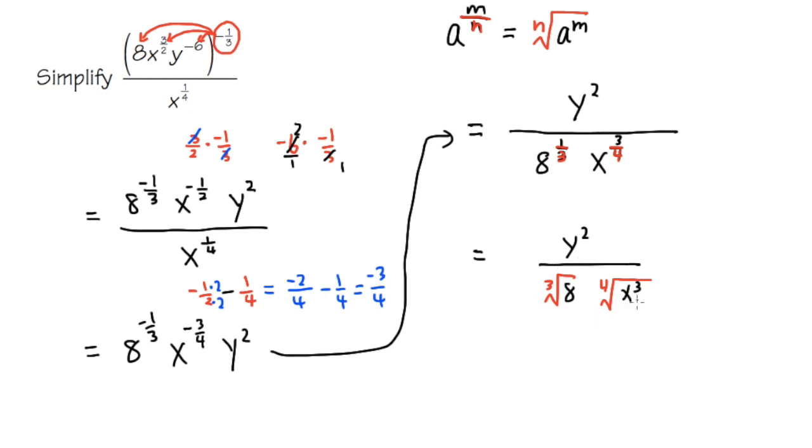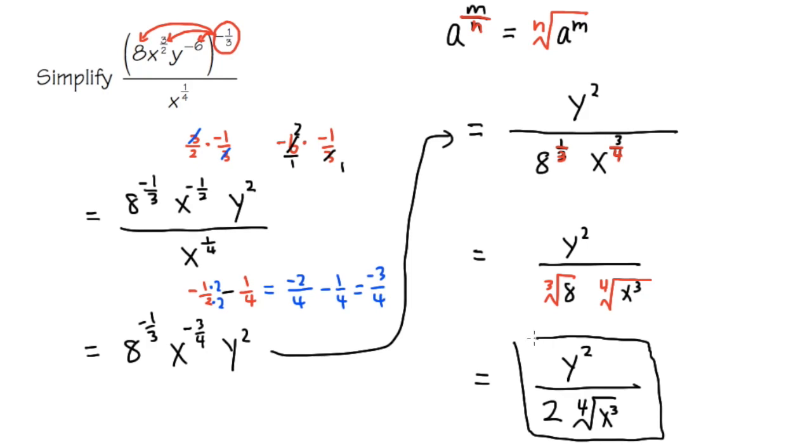Well, is there anything else that we can do? Yes, we can. Finally, on the top is just y squared, that's okay. Over, what's the cube root of 8? Well, what times itself three times gives you 8? 2, right? Just a nice number 2. And this right here is the fourth root of x to the 3rd power. And this right here will be the final answer. Okay, that's it.